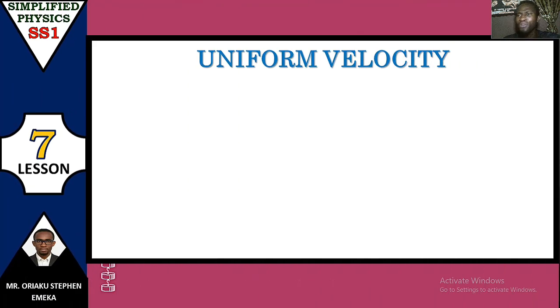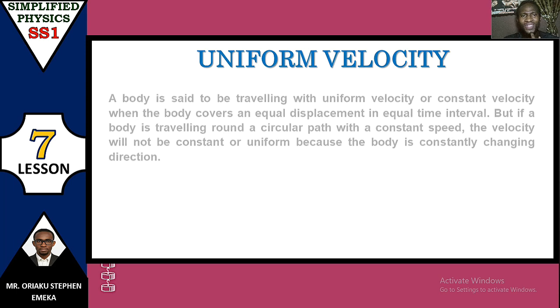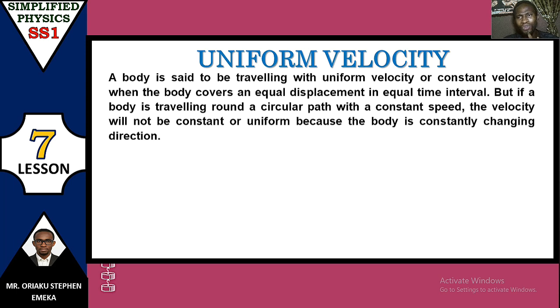So let's talk about uniform velocity. Now what is uniform velocity? A body is said to be traveling with uniform velocity or constant velocity when the body covers a constant displacement in equal time interval. So the same thing. But now note something. A body can be traveling, let's say a body is traveling at constant speed in a circular path.